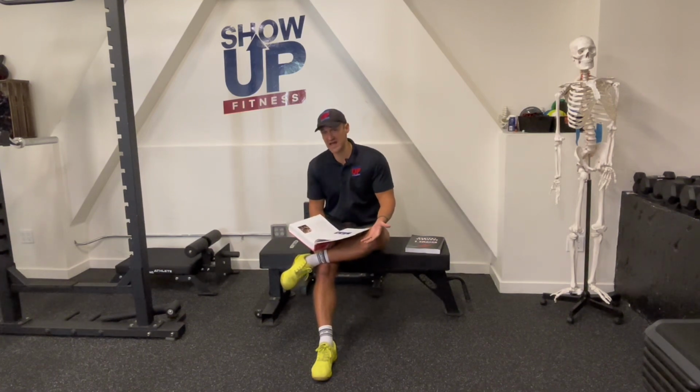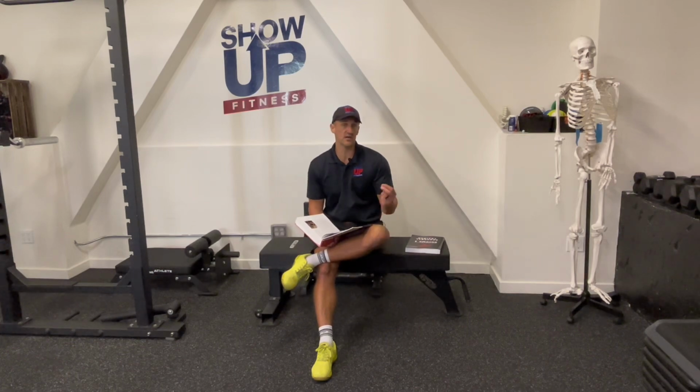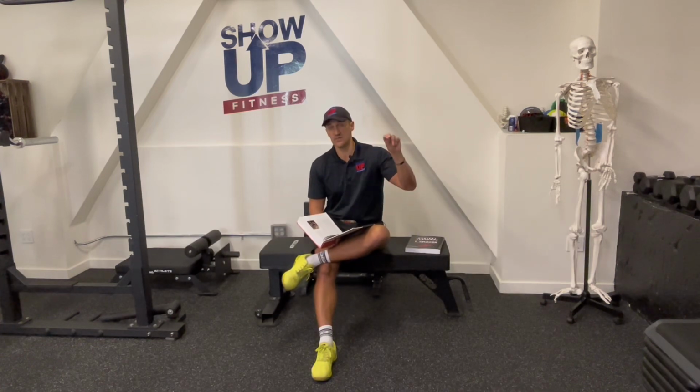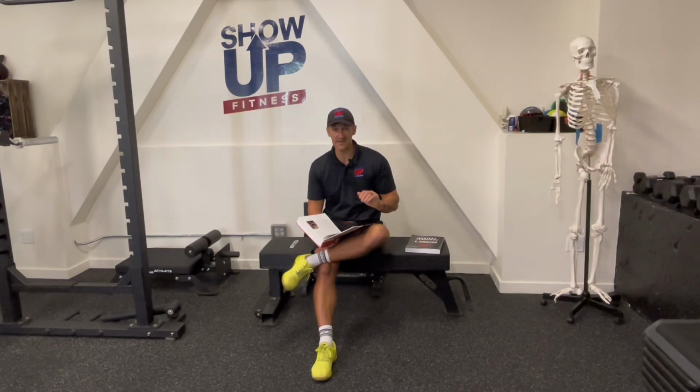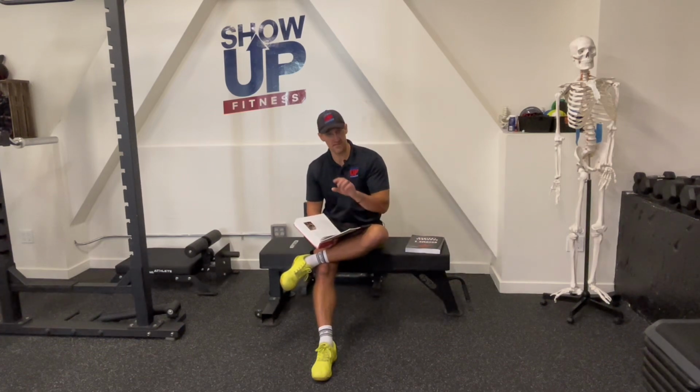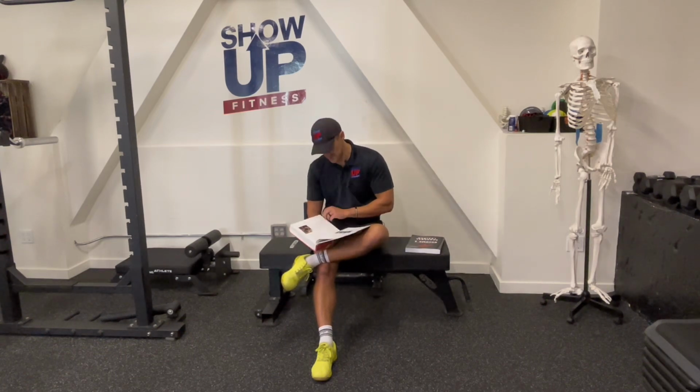A question they could ask you: which of the following would be hypertensive? 135 over 85, 140 over 90, 113 over 83, and 139 over 89. The correct answer would be 140 over 90, but just one of those numbers, if it were to say 140 over 80, that would still be the correct answer. 120 over 90, that would be the correct answer for being hypertensive.